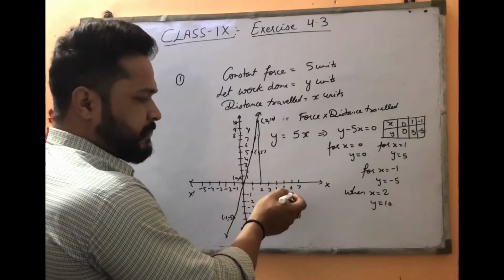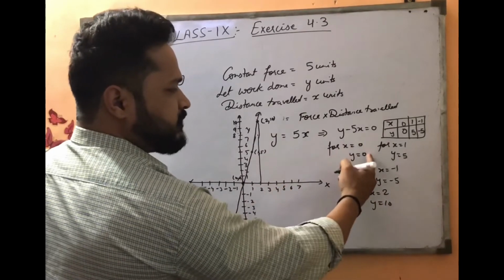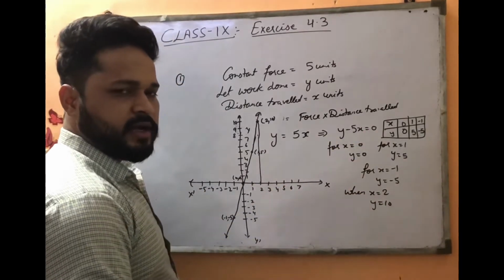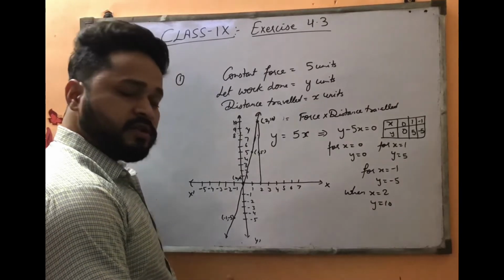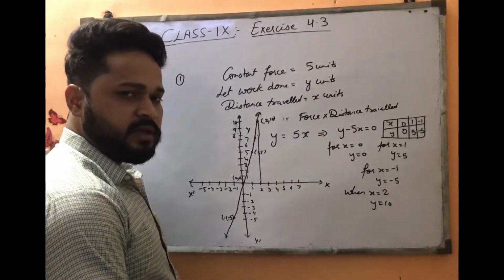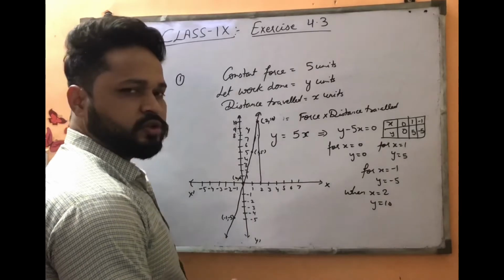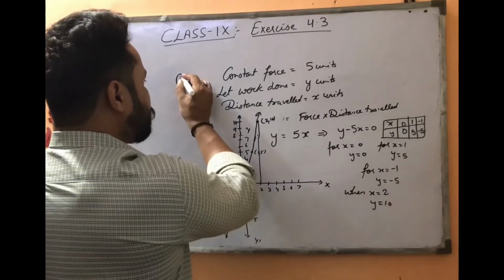Okay, so the work done when x is equal to 0, y is equal to 0. So when the distance traveled is 0, the work done is 0. So now come to question number 7. This is question number 6.